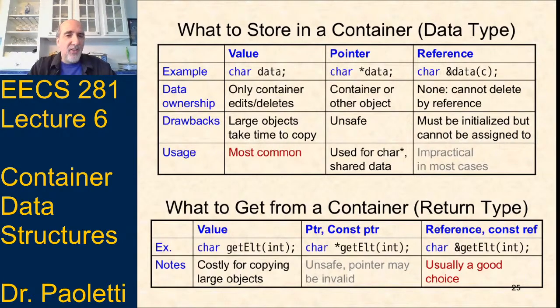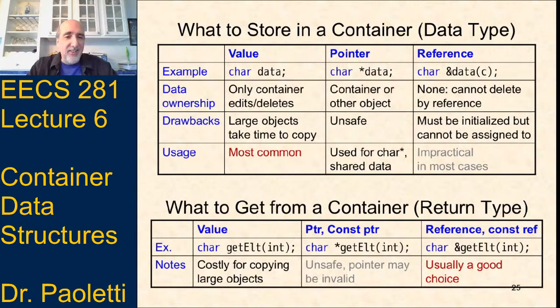Now the downside to this is if I make a container containing copies, large objects take time to copy. This is actually the most common thing to do. So when we make a container, we'll often make a container that contains strings, or a vector of strings, or a deque of integers.